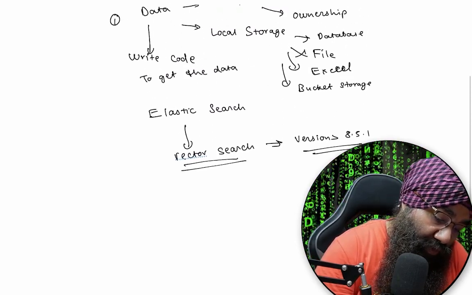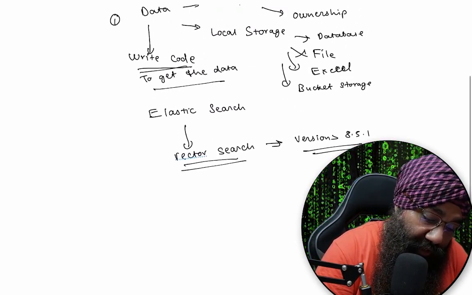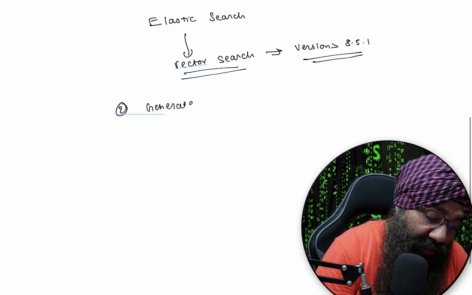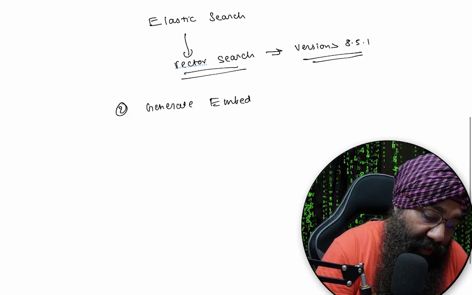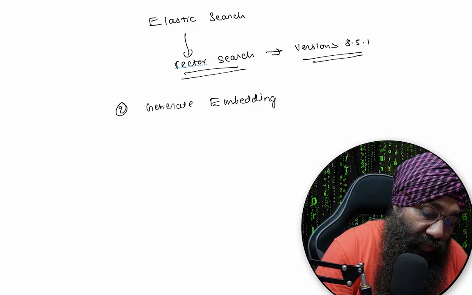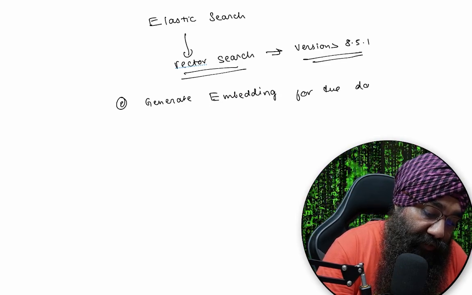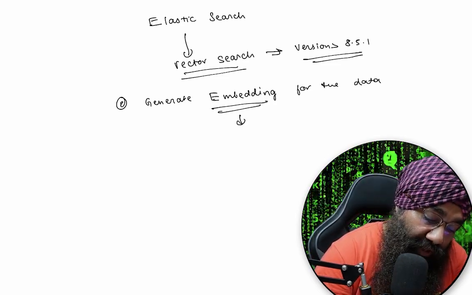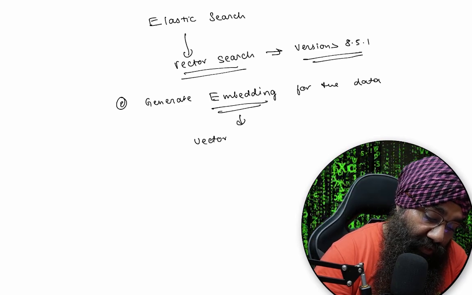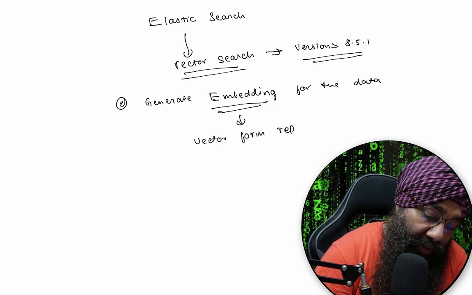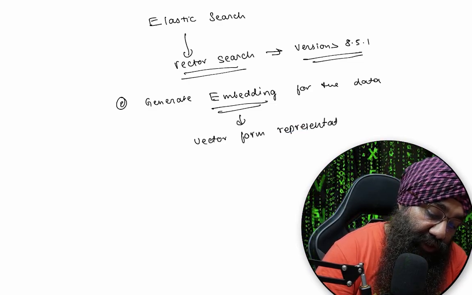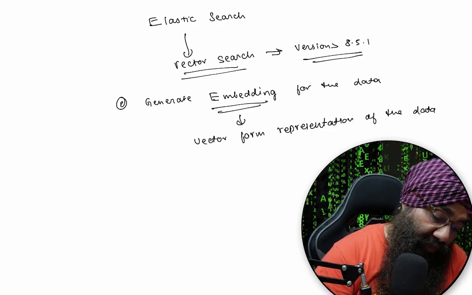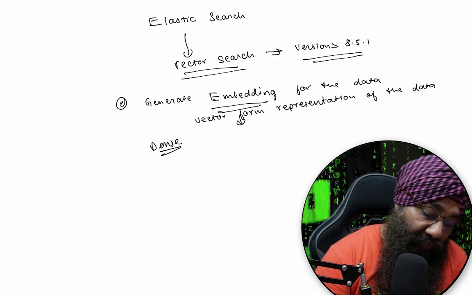Then, after you have written code to get the data and saved the data, you have to generate embeddings on this data. For generating embeddings we will use OpenAI services. Now what is embedding? Embedding is a vector form representation of the data. In fact, not just a vector, a dense vector. Why do I say a dense vector?